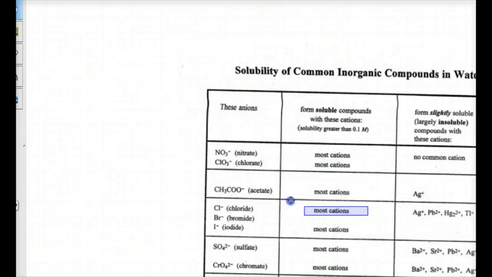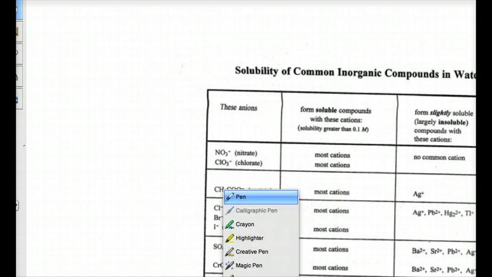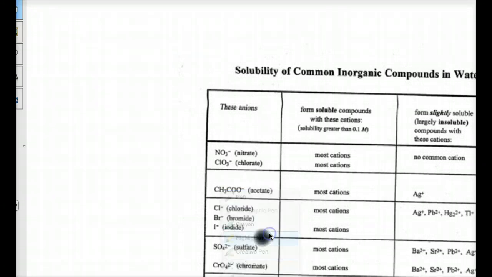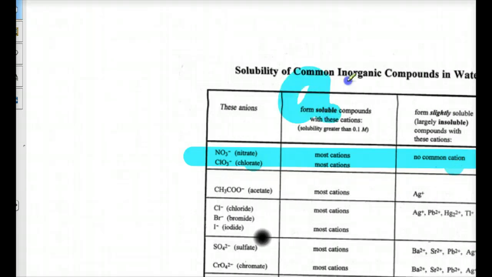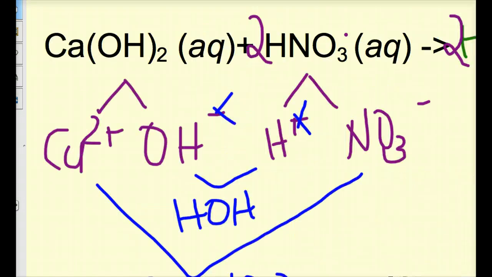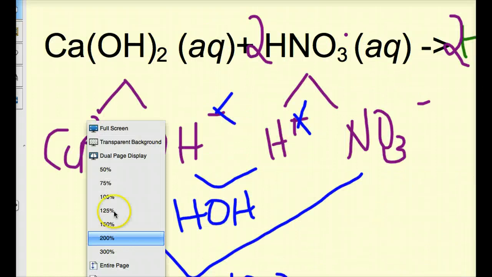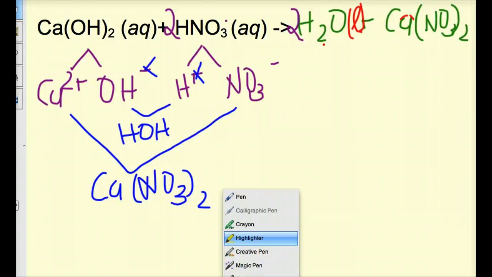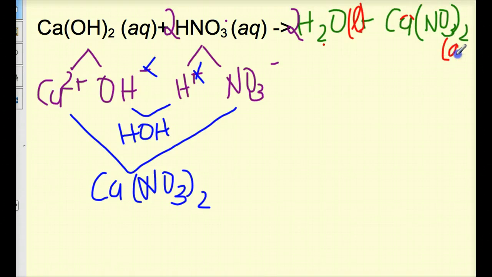We're going to look for nitrate. And if you notice, nitrate is right in that very first column right here. And if I take a look at nitrate, it says no common ion is insoluble, which means if no common ion is insoluble, that means this needs to be aqueous. So I go back into my equation, and I'm going to be able to label this right here as aqueous. Sorry, I ran out of space, right?